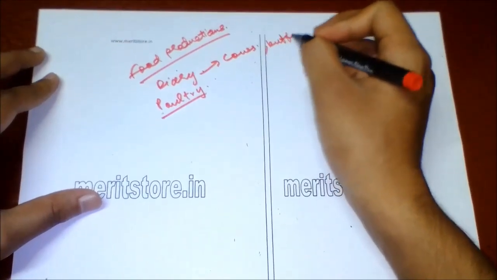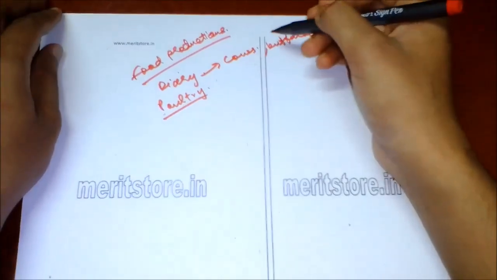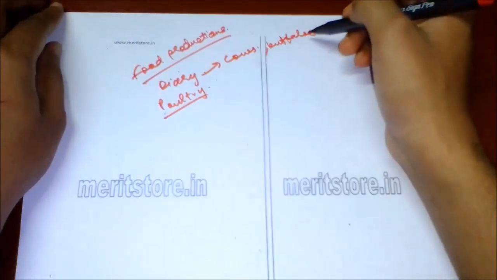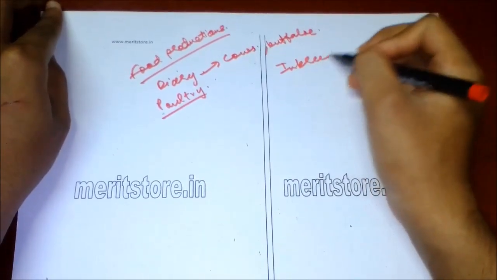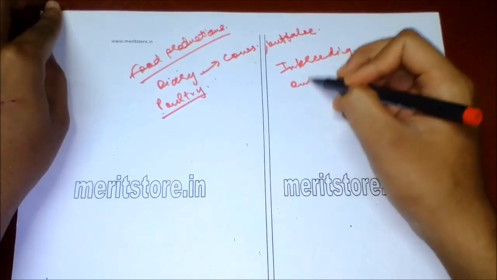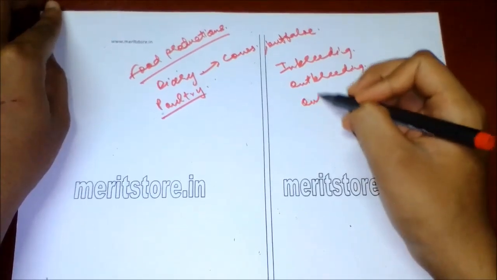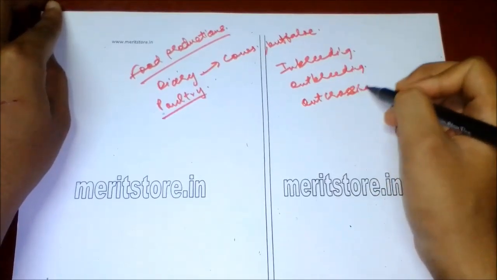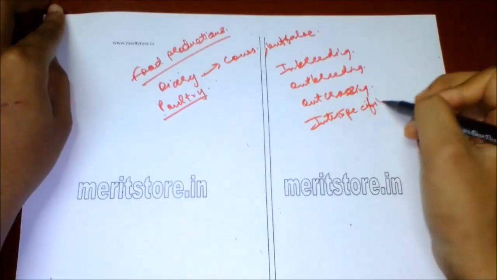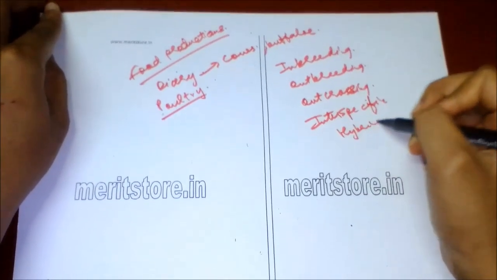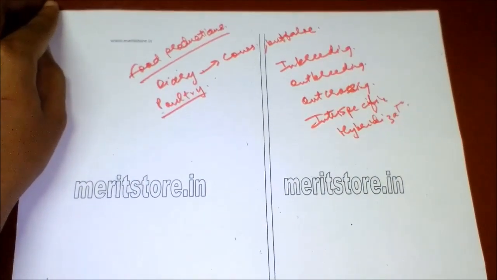buffaloes and their examples, the hybrid varieties, the Indian varieties, and then there is inbreeding, outbreeding, outcrossing, interspecific hybridization. So these are the parts which you have to check upon.